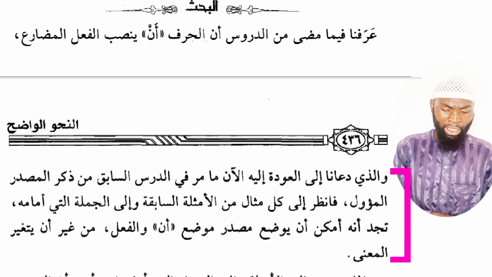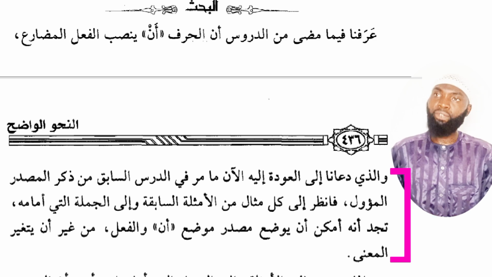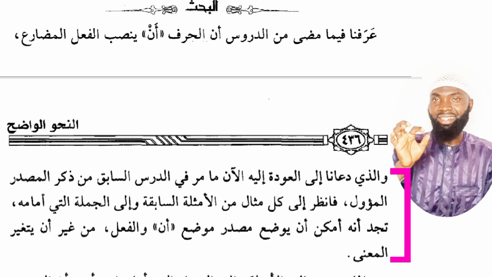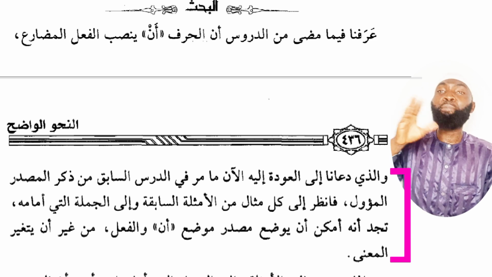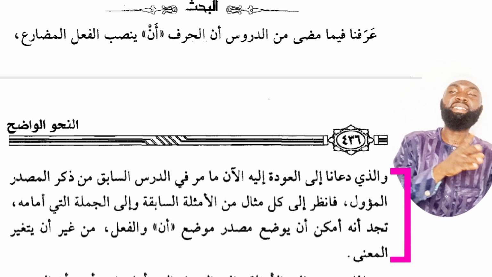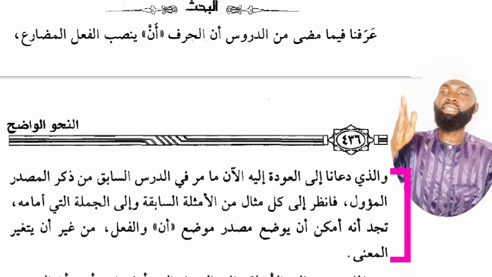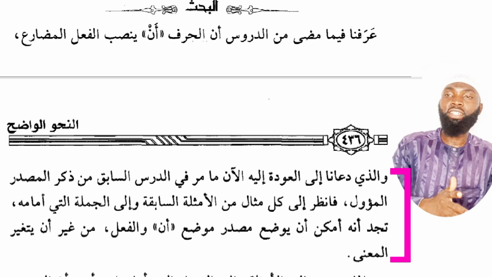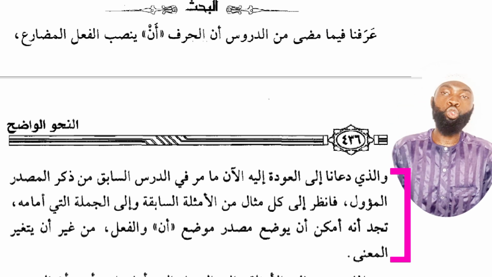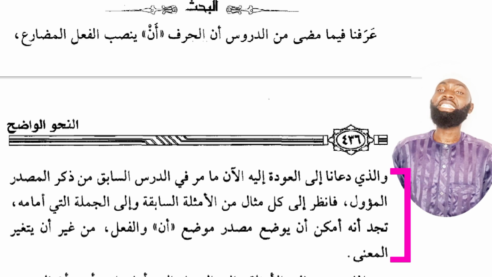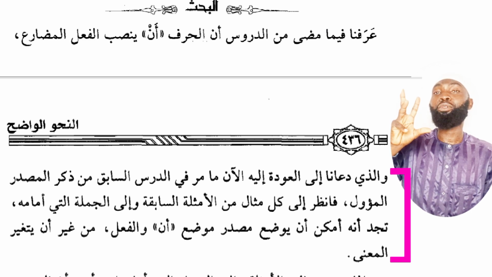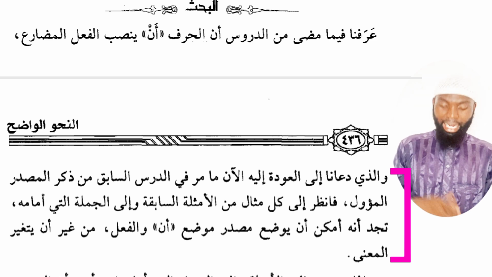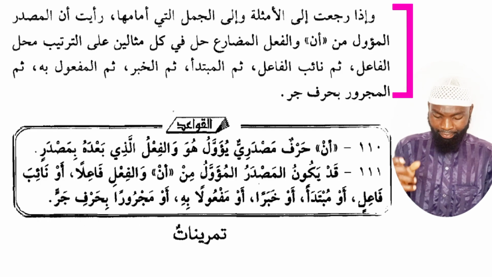تجد أنه أمكن أن يضع مصدر موضع أن والفعل. You will now see that it is possible for you to place the masdar, that is what, the verbal noun, in place of an and the present tense verb. This is to say that when the present tense verb appears with the word an, or when the word an comes before a present tense verb, you can simply replace these two words with a masdar, which is what? What is it called? A verbal noun. والفعل المضارع and the present tense verb.